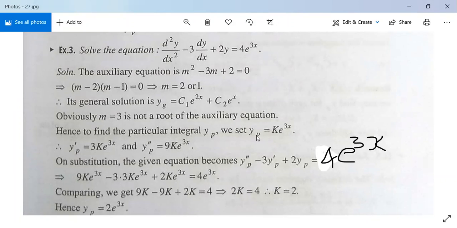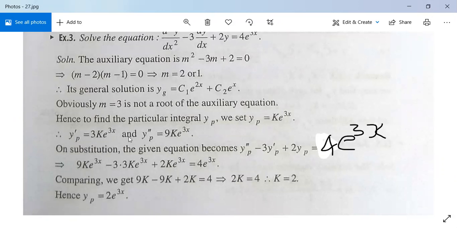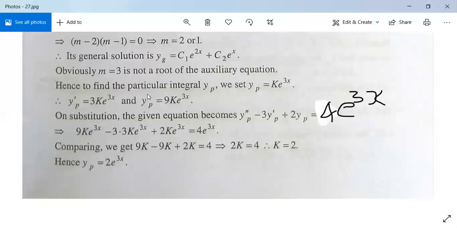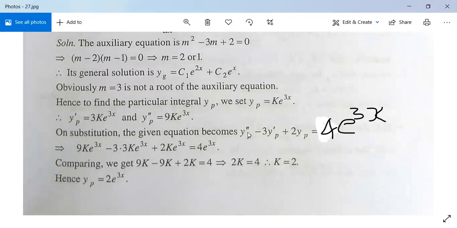Now differentiate it with respect to x first and then second. So yp dash will be 3k e to the power 3x and yp double dash will be 9k e to the power 3x. Substitute the values of these three in your given equation: yp double dash minus 3yp dash plus 2yp is equal to 4 into e to the power 3x. After substitution, this is 9k e to the power 3x minus 3 into 3k e to the power 3x plus 2k e to the power 3x, and this equals 4 into e to the power 3x.